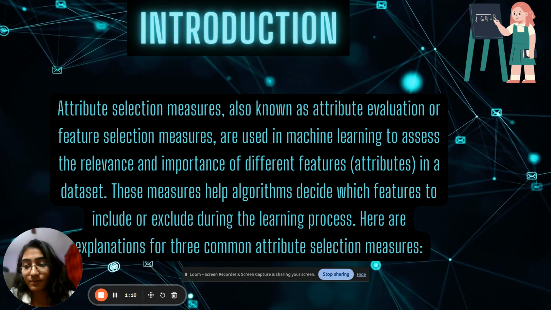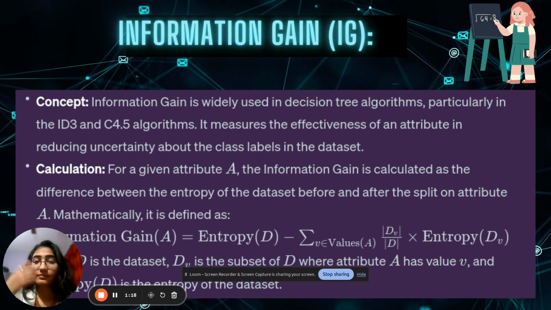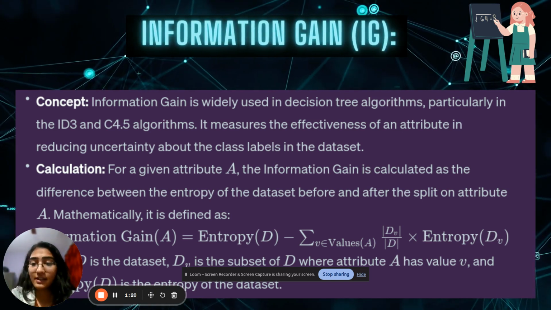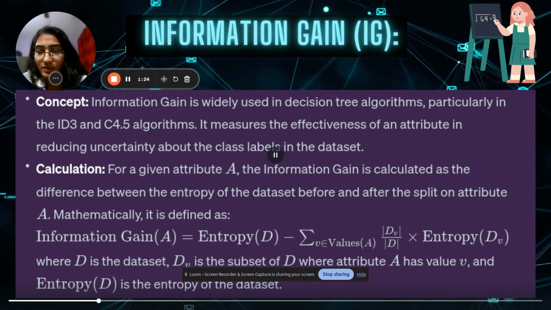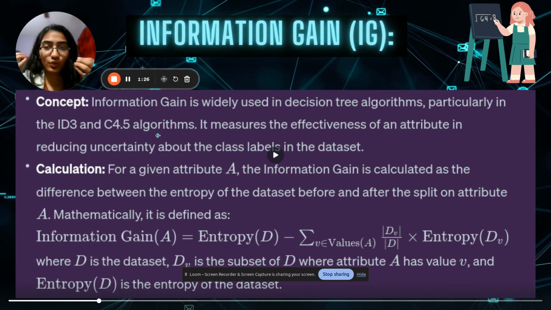So here are the explanations for three common attribute selection measures. Let's get started. First is obviously information gain. The concept of information gain is widely used in decision tree algorithms, particularly in ID3 and C4.5 algorithms. It measures the effectiveness of an attribute in reducing the uncertainty about the class level in the dataset.